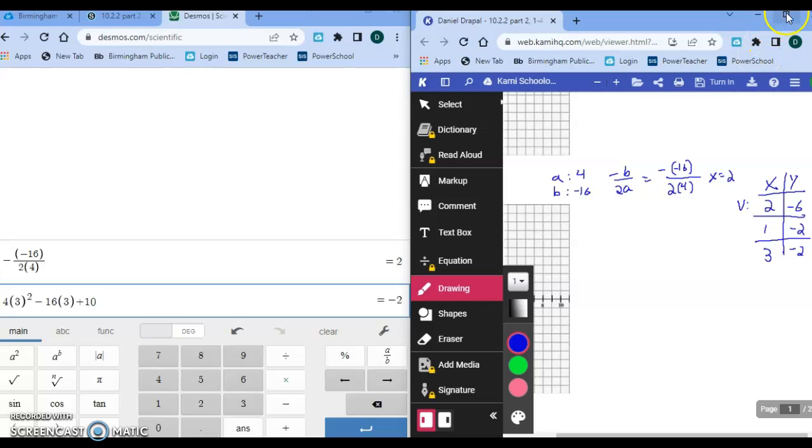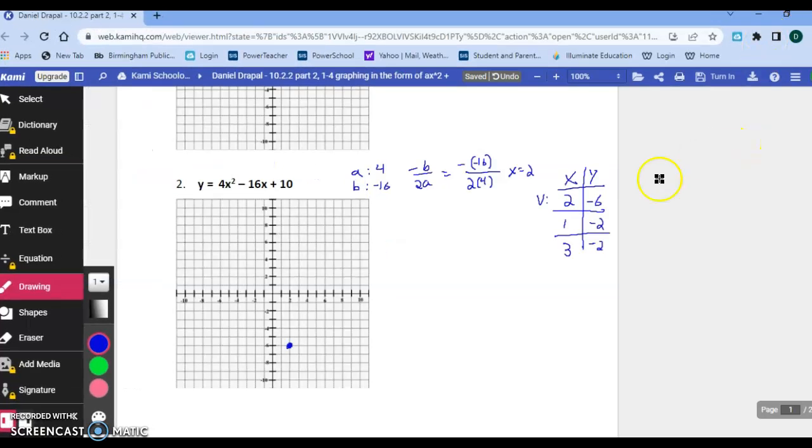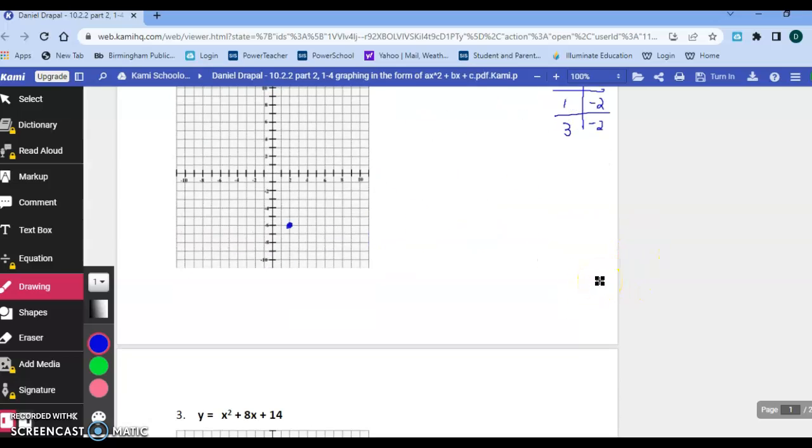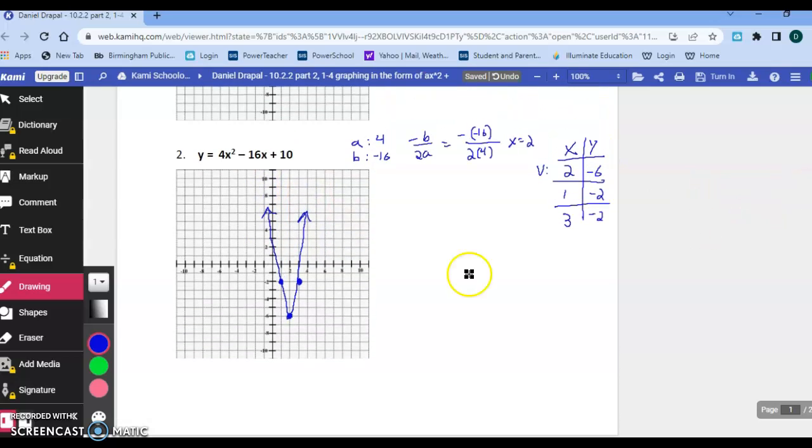So now I'm going to plot these 2 points. I'm going to plot 1 and -2. So here is 1 and -2. You can see that's to the left of the vertex. And 3 and -2 is to the right of the vertex. And you draw your line through that. Remember, this is a U, not a V. V is absolute value. That's another time.